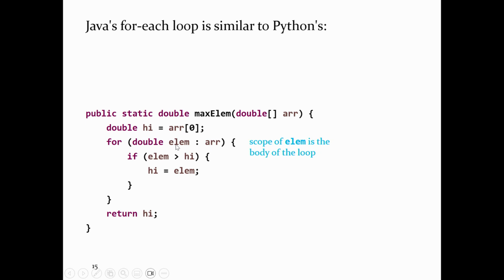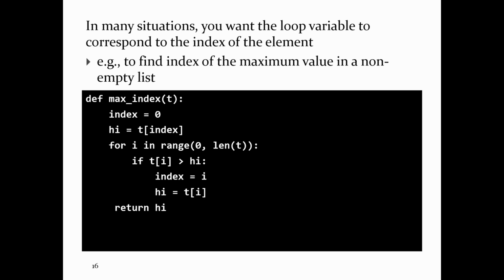So the for each loop in Java, the way you read this one is: for each double value called elem in the array ARR. So there's a variable declaration here. The type of the variable is whatever element type ARR has. And then there is the thing that you want to loop over on the right-hand side. So in this case, we want to loop over the array ARR. So there's your for each loop in Java.